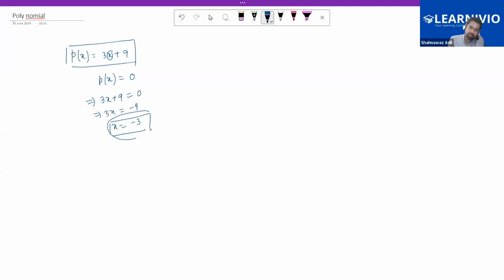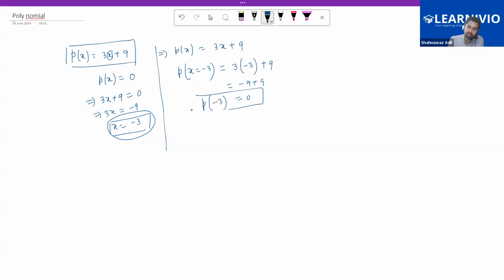If I put x equal to minus 3 in this polynomial and calculate its value, I get 3 into minus 3 plus 9, so minus 9 plus 9, which is 0. So that is what we call the zeros of the polynomial: the value of x for which the polynomial becomes 0, right?